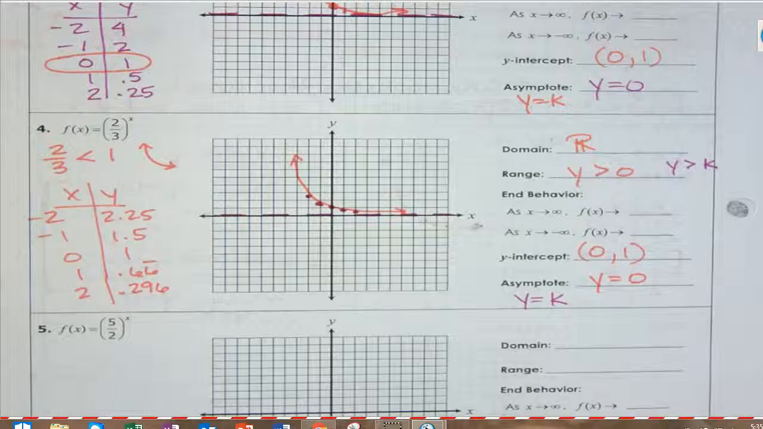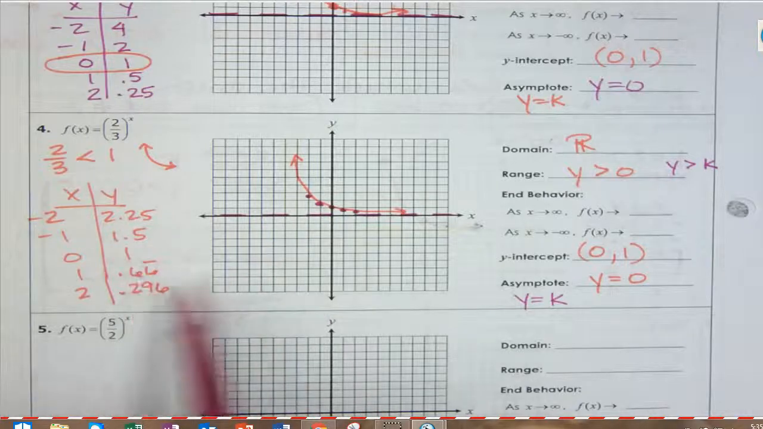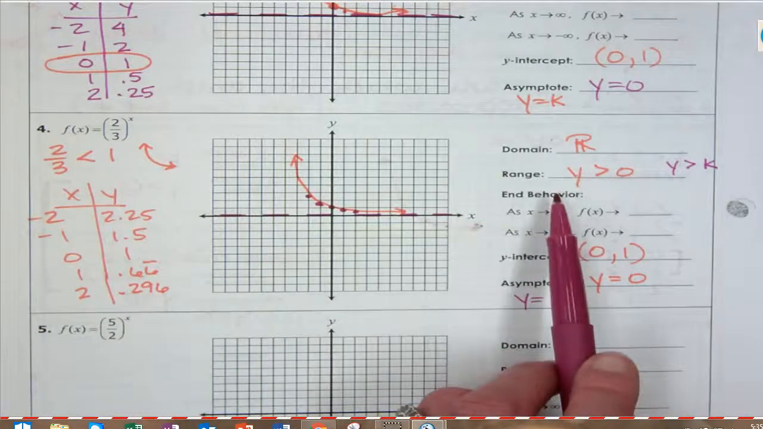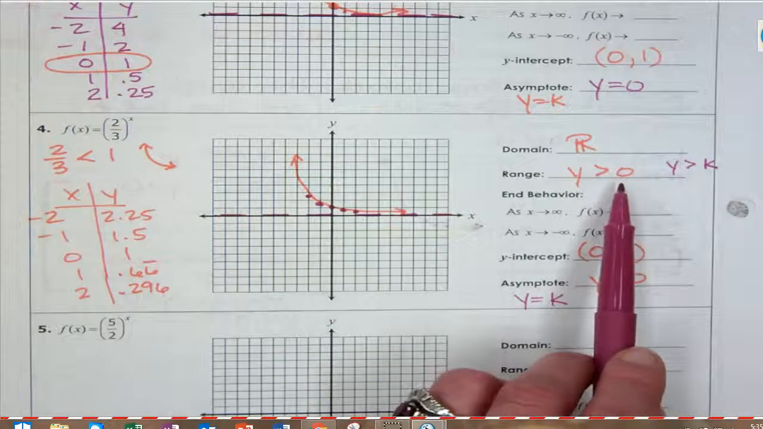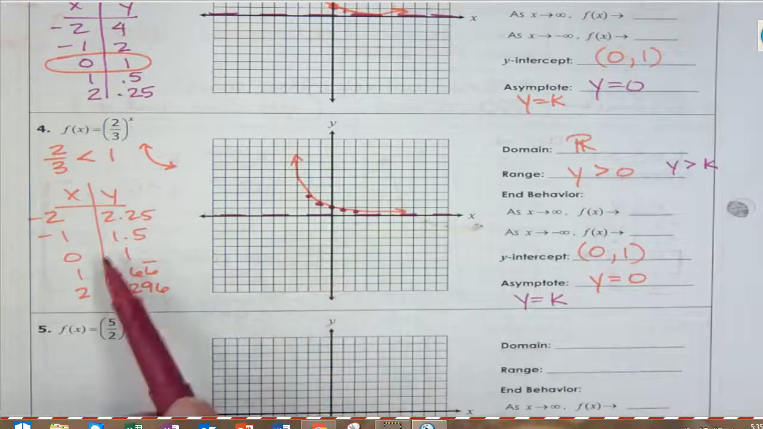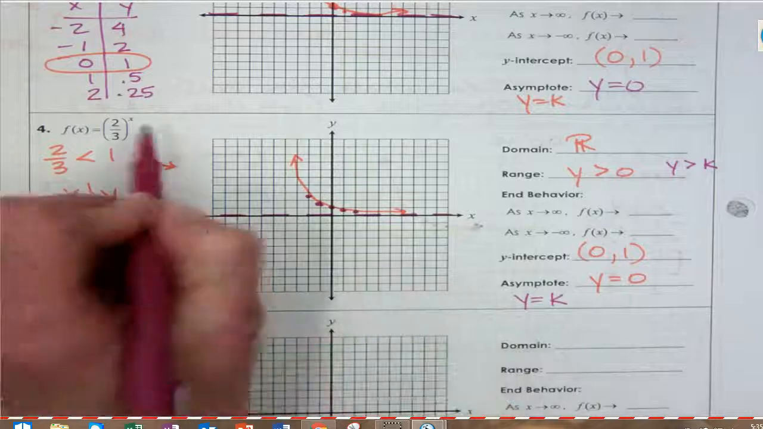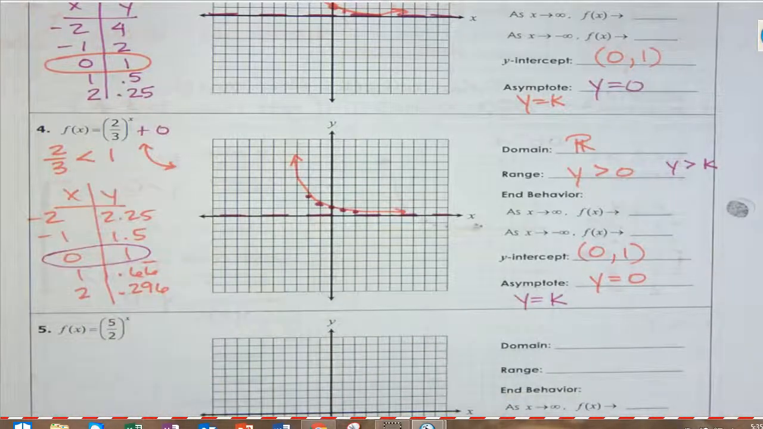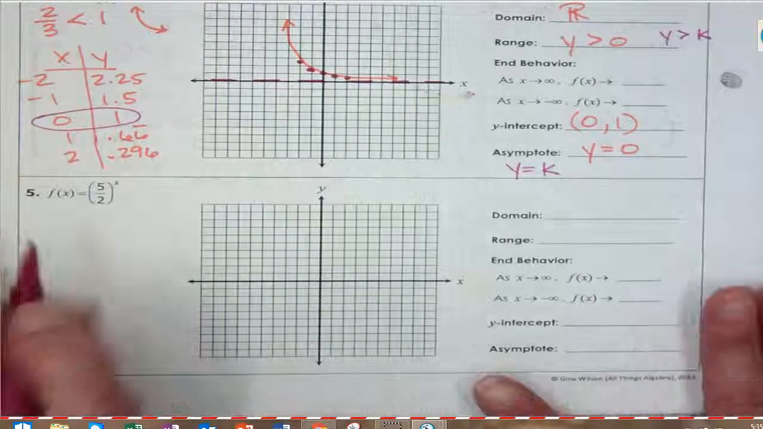All right, so here is number 4. I've got my table here. It's going to look like this. I plotted the points from my table. My domain is going to be all real numbers. My range is going to be greater than 0. It's up here. It never touches 0, so it's not greater than or equal to. My y-intercept is 0, 1, which is right here. And the asymptote is y equals 0, which is this right here. Okay, so hopefully you got that. Now go ahead and do number 5 and see if this works.